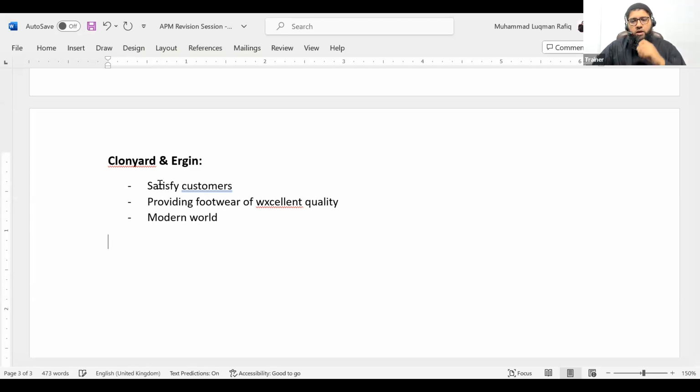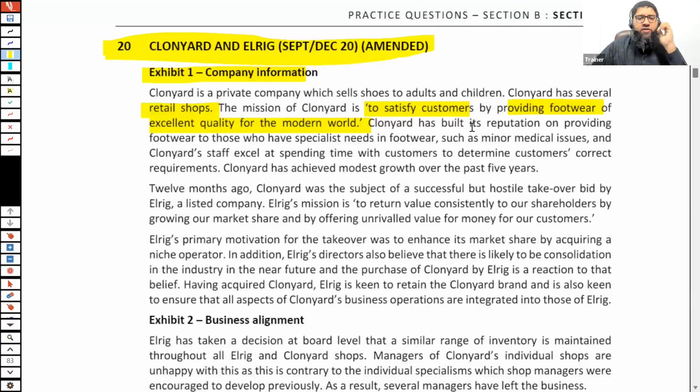Now, Clonyard has built its reputation on providing footwear to those who have specialist needs in footwear, such as minor medical issues. And Clonyard's staff excel at spending time with customers to determine the customer's correct requirements. Clonyard has achieved modest growth over the past 5 years.